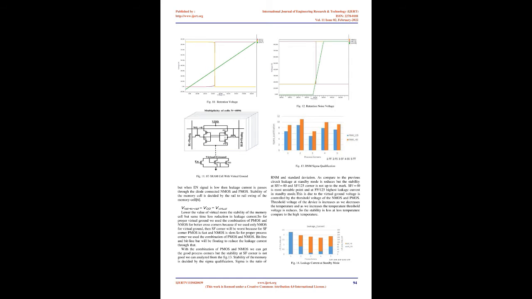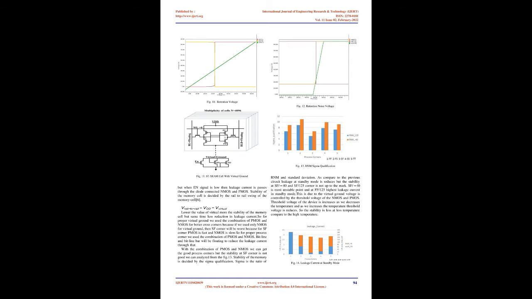Stability of the memory cell is decided by the rail-to-rail swing of the memory cell. Rail-to-rail equals VDD minus V virtual. The lower the value of V virtual, the more the stability of the memory cell, but at the same time there is less reduction in leakage current. So for proper virtual ground we used the combination of PMOS and NMOS for better cross corners, because if we used only NMOS for virtual ground, then the SF corner will be worst, because for the SF corner PMOS is fast and NMOS is slow. So for proper process corners we used the combination of PMOS and NMOS. Bit line and bit line bar will be floating to reduce the leakage current through them.